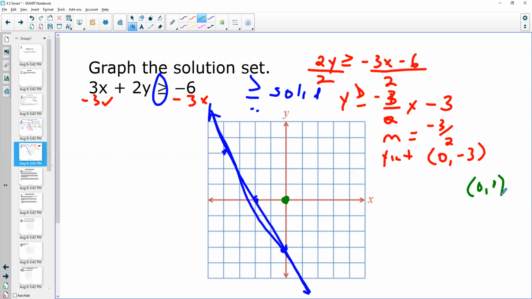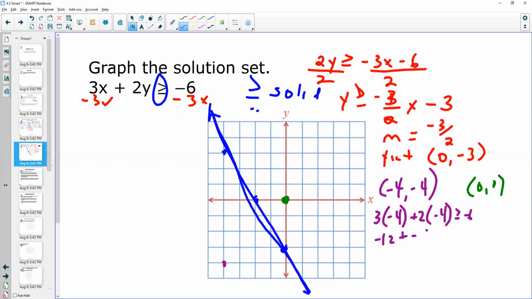And I'm going to pick, let's see, negative 4, negative 4. And I'm going to go back to that original equation. So 3 times negative 4 plus 2 times negative 4 greater than or equal to negative 6. That's negative 12 plus negative 8 greater than or equal to negative 6. That's negative 20 greater than or equal to negative 6. No.